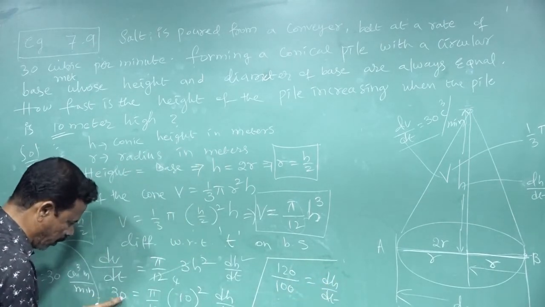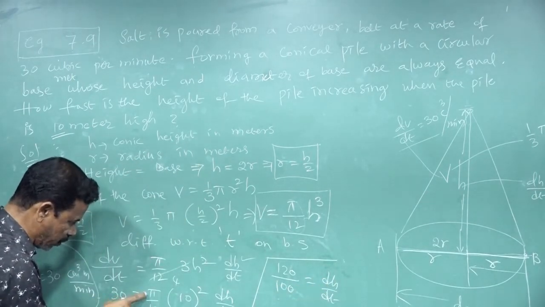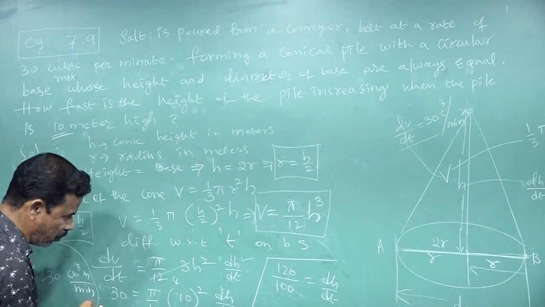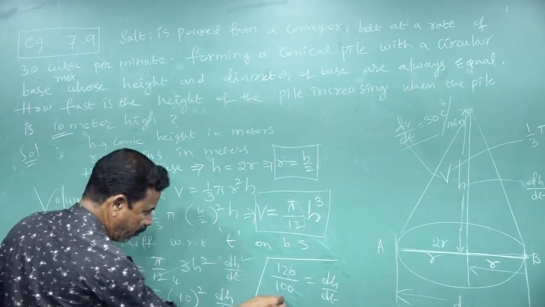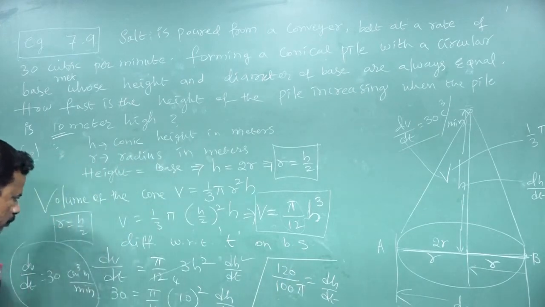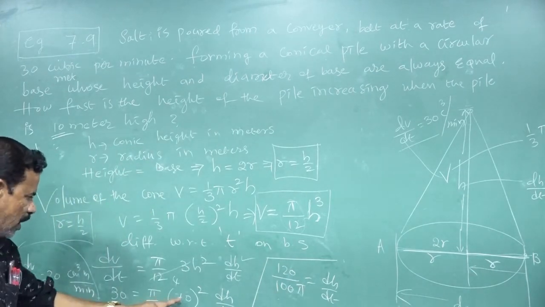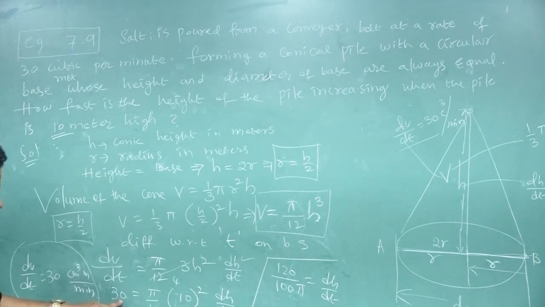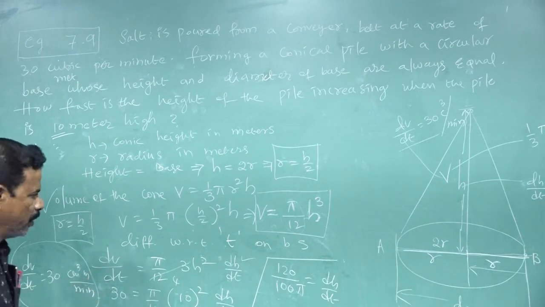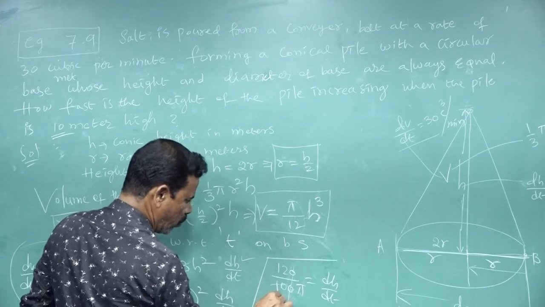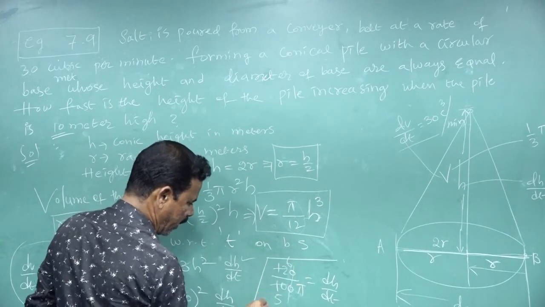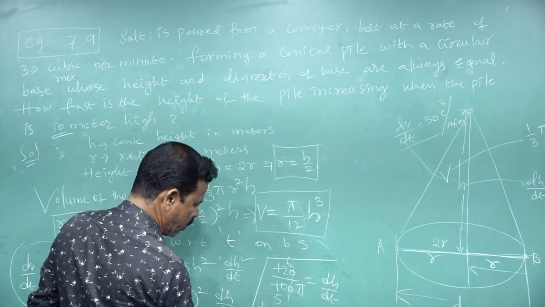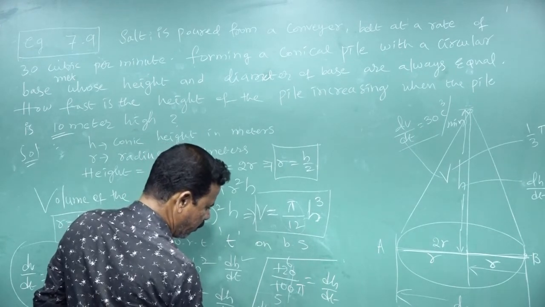Once again, 4 into 30 is 120. This 5 goes down and 10 square also goes down, 105. This 105 is the denominator and 4 is the numerator, 120 by 105. So here the zeros are cancelled, 2 fives are 10, so 6 by 5. dh by dt is equal to 6 by 5.